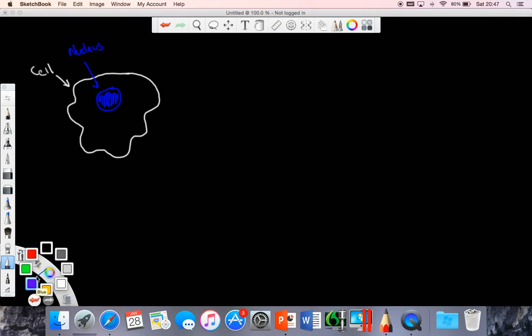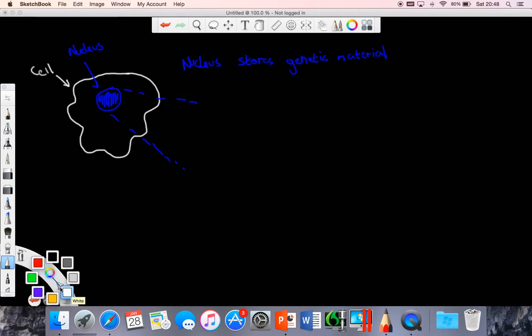Okay, so the nucleus of a cell stores genetic material. And usually this genetic material is really stringy, but during cell division, we get something called chromosomes. Okay, so inside this nucleus, so if we do a dashed line like so, so hopefully you can see that from the nucleus, we have something called chromosomes.